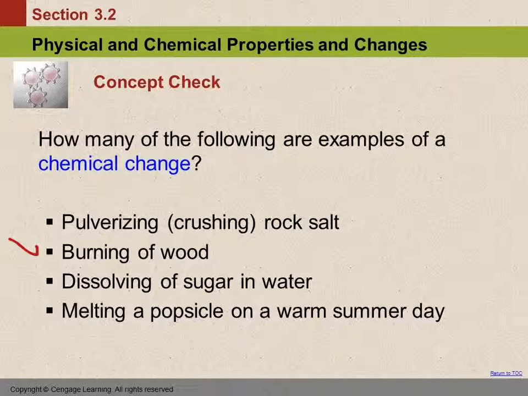We haven't talked about this at all in class yet, but when something dissolves in water, they're just mixing. It's like if you take flour and salt and you mix it together. Is there any reaction that occurs? You just have flour and salt mixed together. So something dissolving is just mixing. That's a physical change. How about melting a popsicle on a warm summer day? Melting. State change, right? That's physical. So only one of these is an example of chemical change. Any questions? We're going to practice this in lab a little bit too.